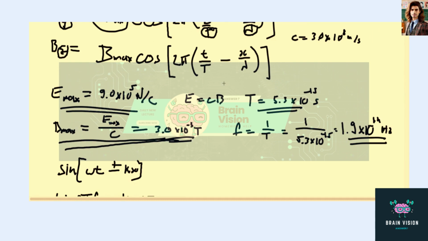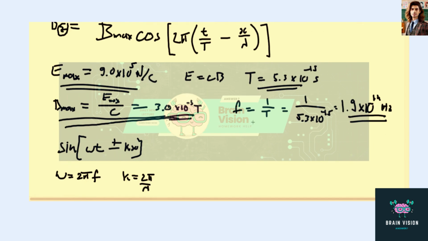So anyway, 2 pi has been already factorized out in the problem, so we can just directly read off what lambda is. And lambda, reading this off, is 1.6 times 10 to the minus 6 meters. Okay, so this is the wavelength.